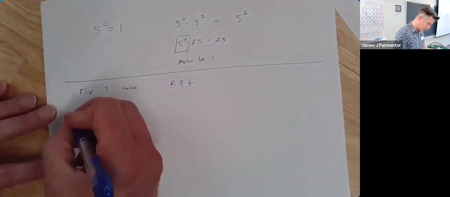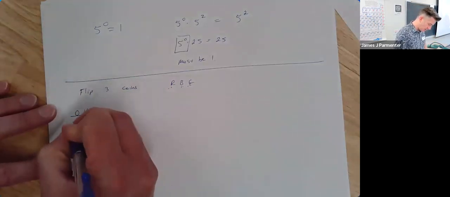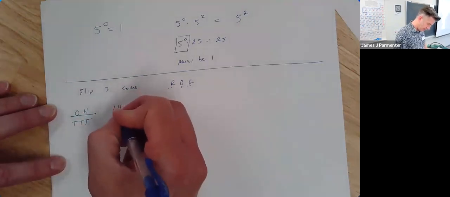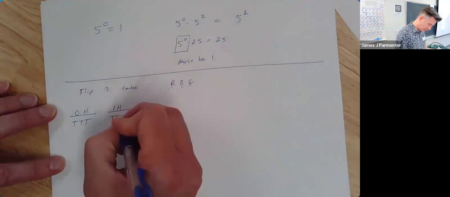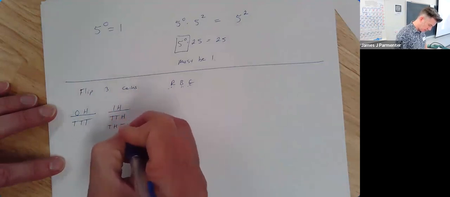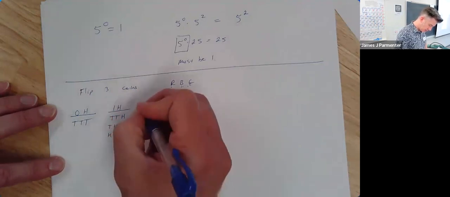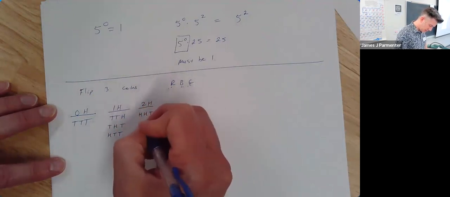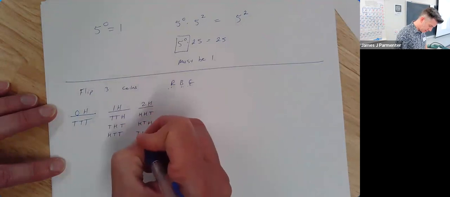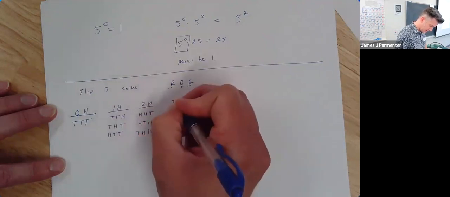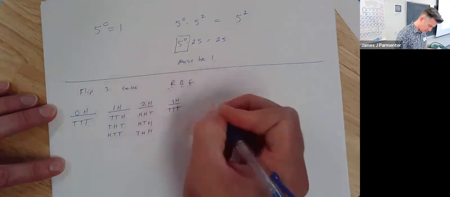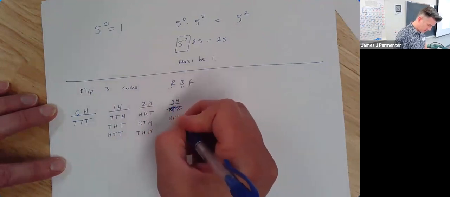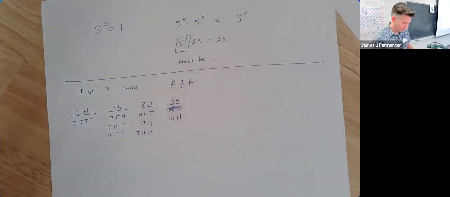So I can get 0 heads by getting all tails. I can get 1 head by getting either tails, tails, heads, or tails, heads, tails, or heads, tails, tails. 2 heads: heads, heads, tails, or heads, tails, heads, or tails, heads, heads. And finally, 3 heads: heads, heads, heads. Here's the point. I'm going to wrap it up here.